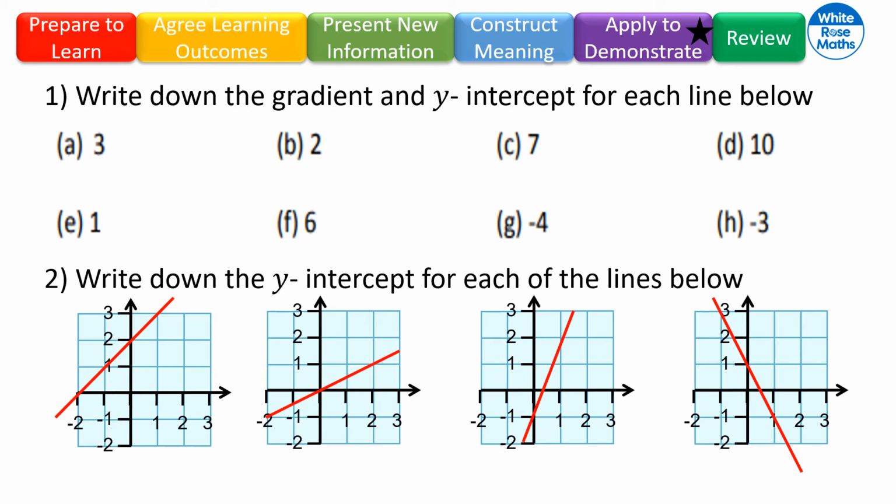Question 2 is write down the y-intercept for each of these lines below. So for question 2a, we should have got 2 for the y-intercept. For the second one, we've got 0. Third one, we've got -1. And fourth one, we've got 1, because that's exactly where it touches all of the y-axes.